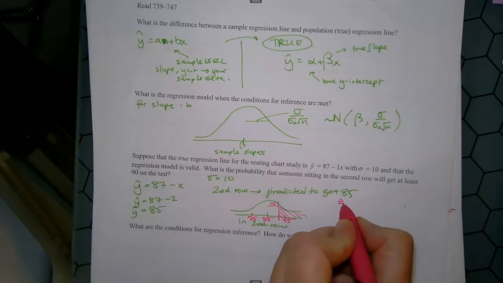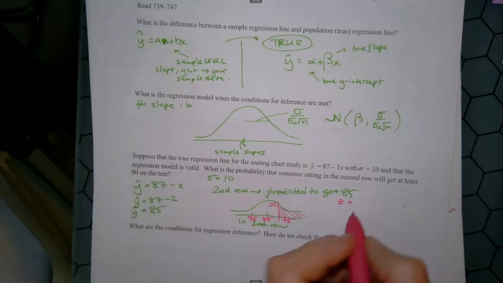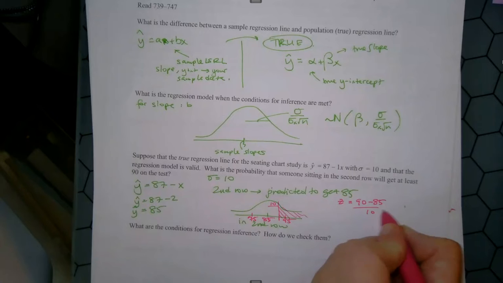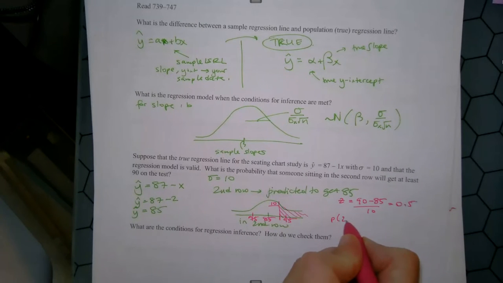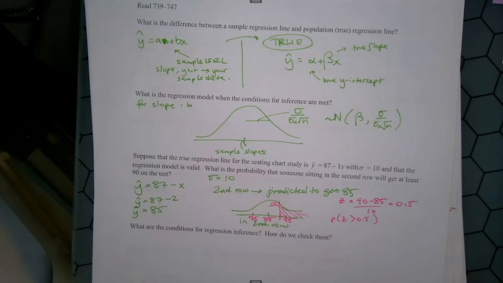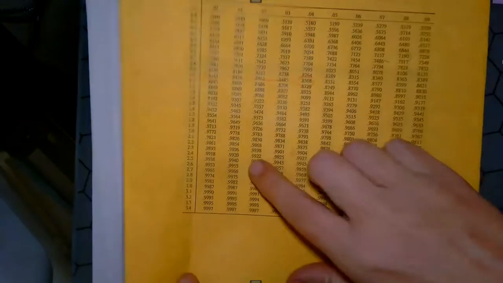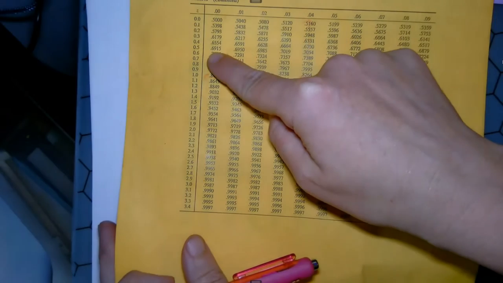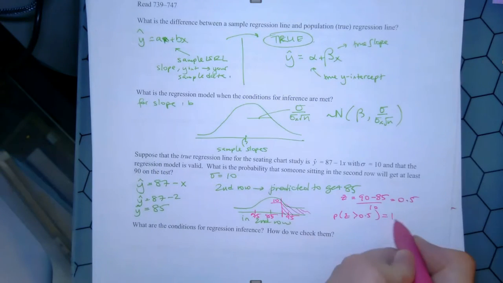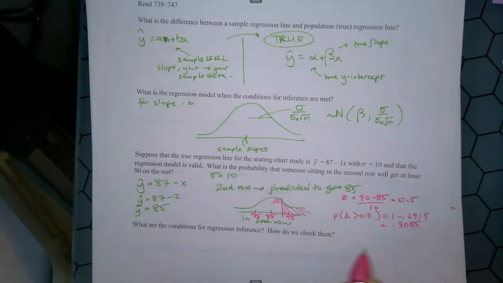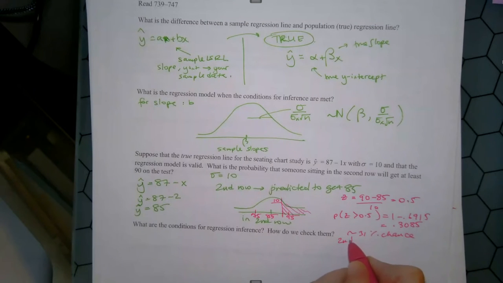So we need a z-score. Looking for 90, true center is 85, dividing by 10 is a z-score of 0.5. What's the chance of having a z-score of more than 0.5? You know what to do. It's going to be 1 minus this guy. So it's about a 31% chance that someone in the second row gets a 90 or more.